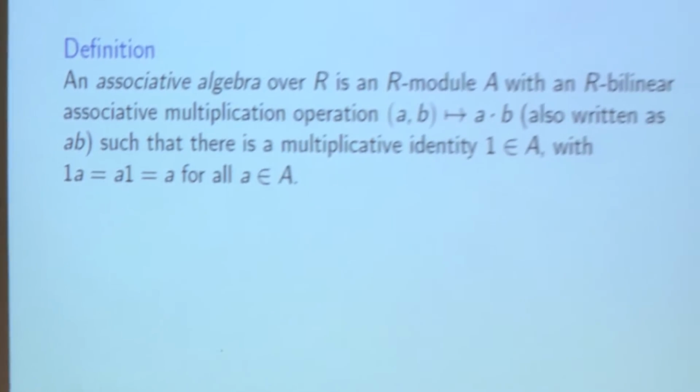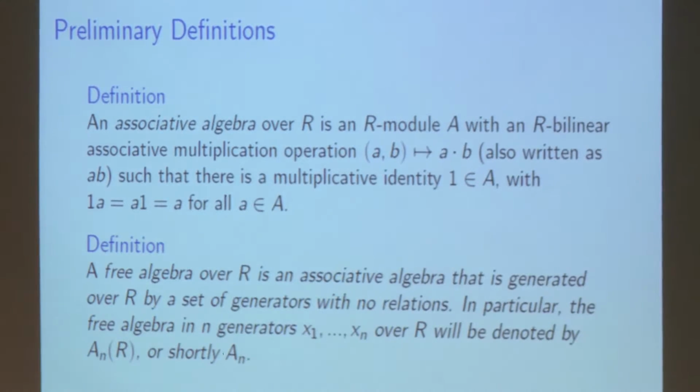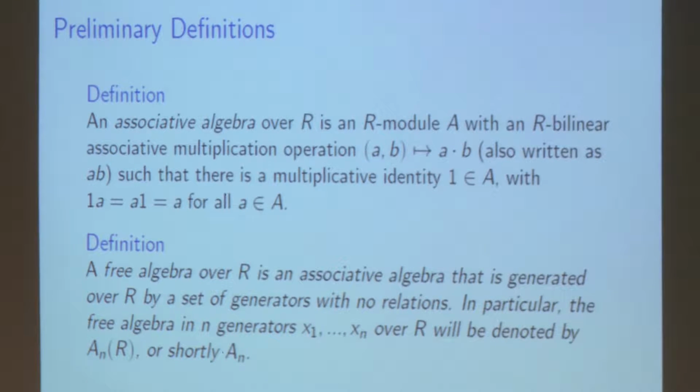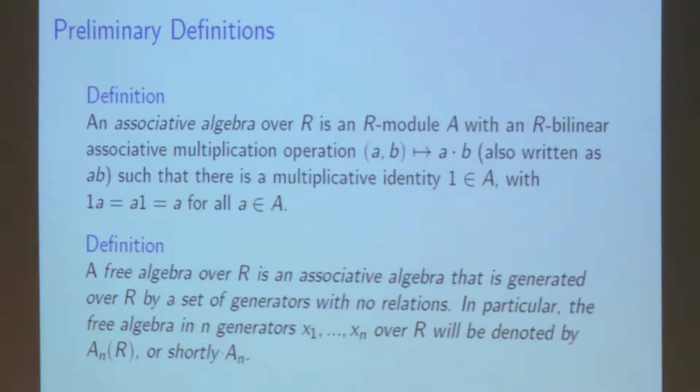I'm going to start with some definitions. An associative algebra over R is an R-module A with an R-bilinear associative multiplication. Take the pair a and b to the product of a and b. A free algebra over R is an associative algebra that is generated over R by a set of generators with no relations. That's why we call it free. And we denote it by A_n.